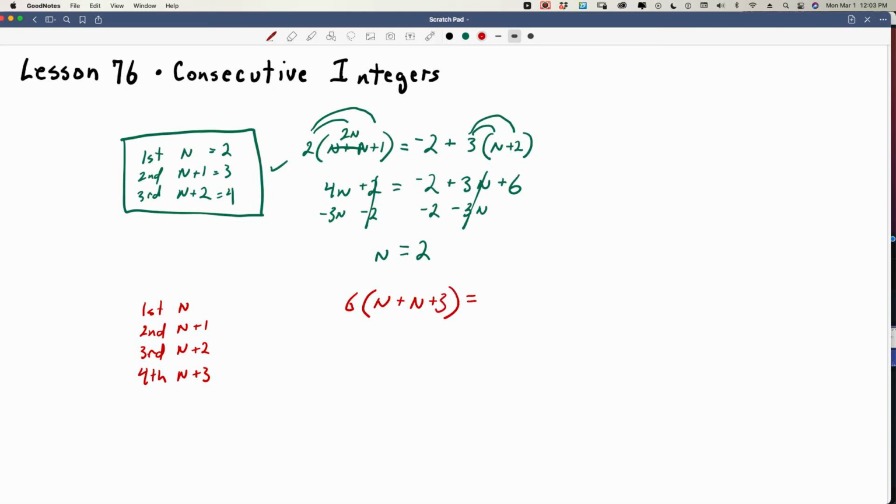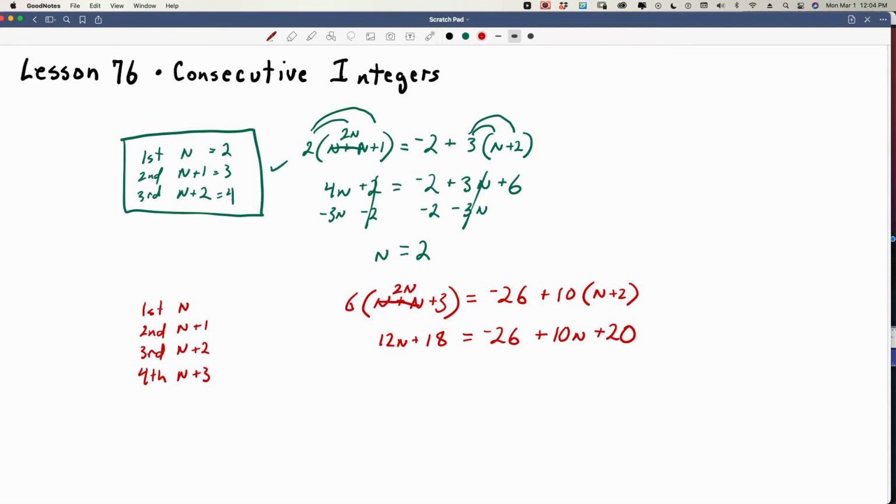is 26 less than 10 times the third. And the third is n plus 2. So now we just distribute. Again, we add this together, make that 2n, so our distribution is easier. 6 times 2n is 12n plus 18 equals negative 26 plus 10n plus 20.